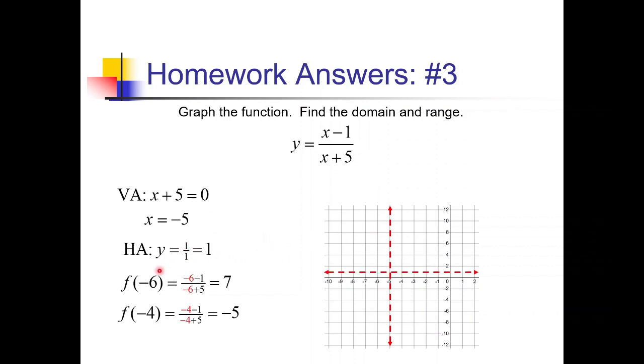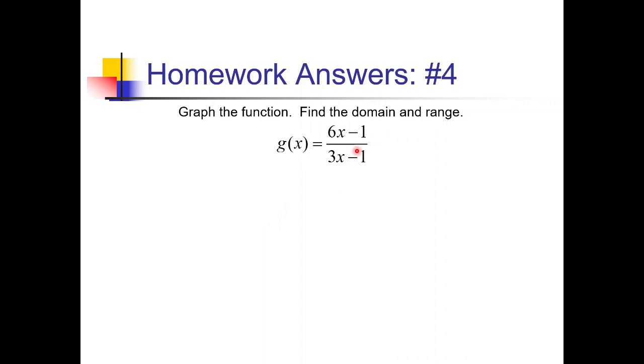We have the additional point negative 6 comma 7, which is up here. And then we have negative 4 comma negative 5 down here. So there's one branch, and there's my other branch. And now for the domain, x cannot equal -5 because of this asymptote. And for the range, y cannot equal 1 because of our horizontal asymptote.